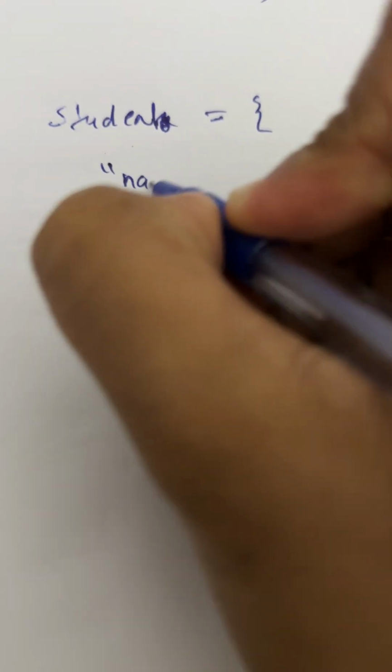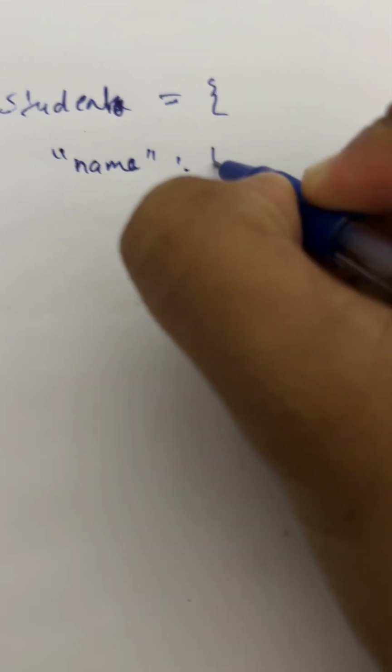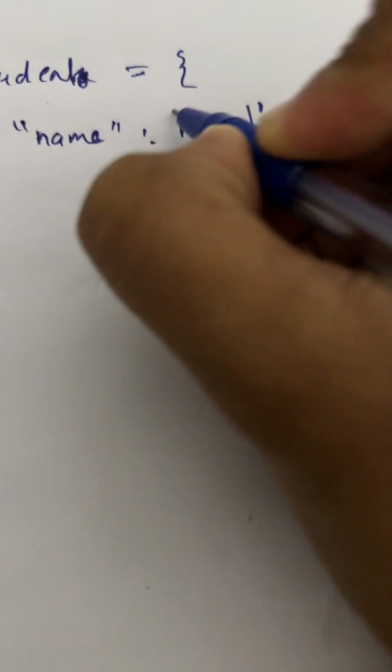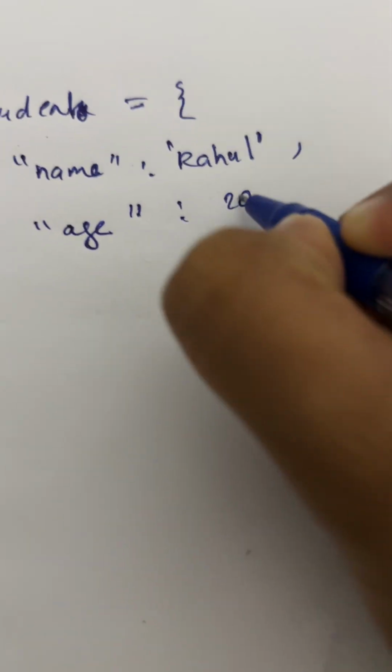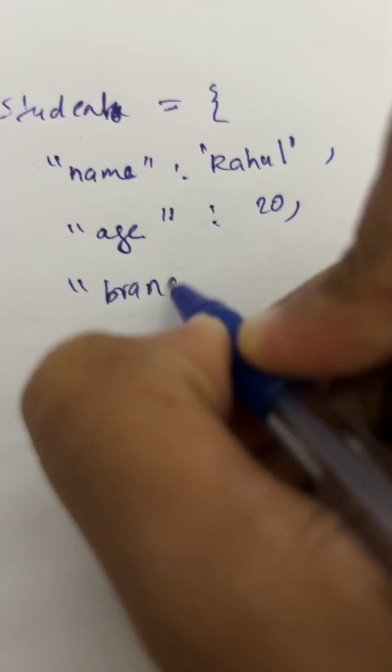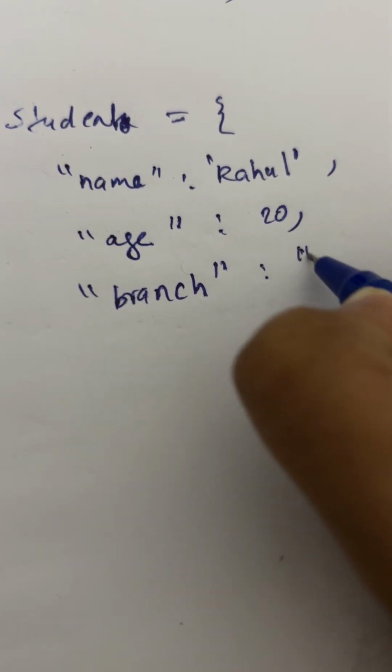For example, if we are giving student equal to, name as the key with value Rahul, age with value 20, branch with value CSE. Let me explain line by line. Student equal to a bracket, and we need to close the bracket. This creates a dictionary.